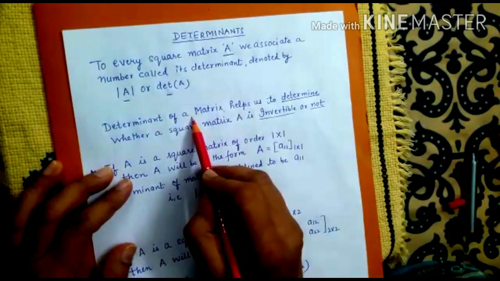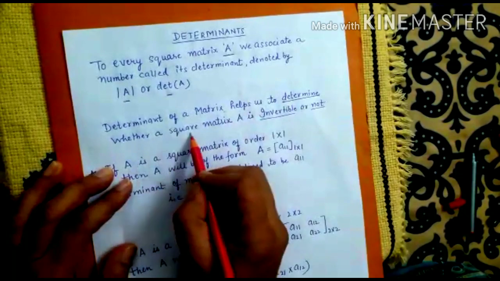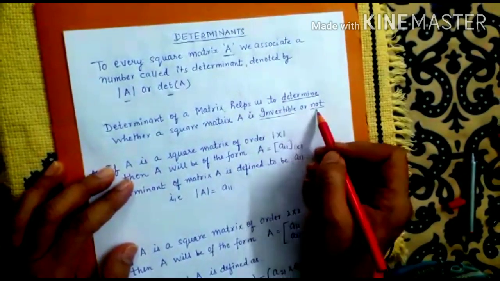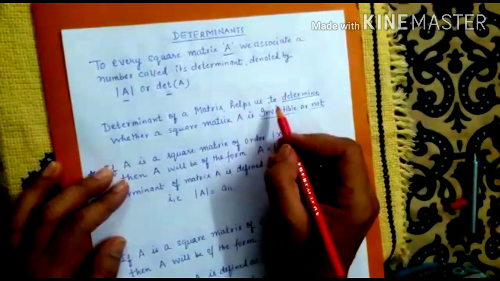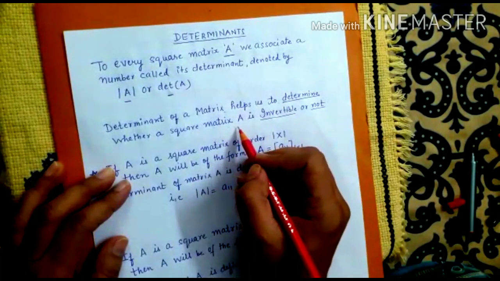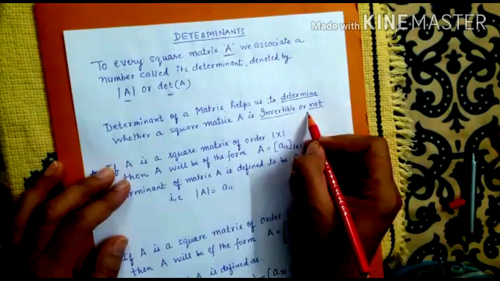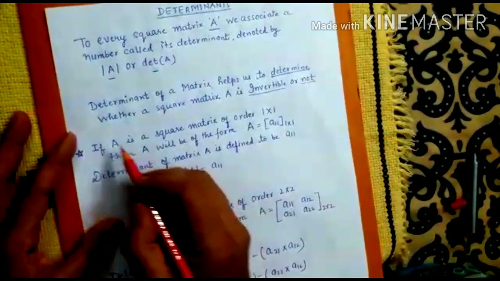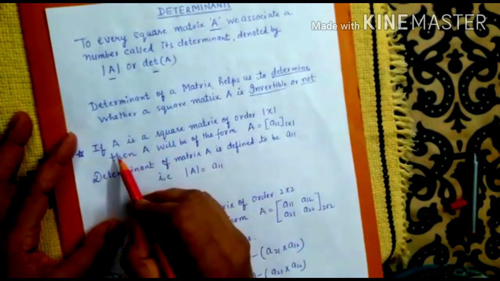Determinant of a matrix helps us to determine whether a square matrix A is invertible or not. That is, determinant determines whether the inverse of a square matrix exists or it does not exist. So, let's see how we define the determinant of a square matrix.